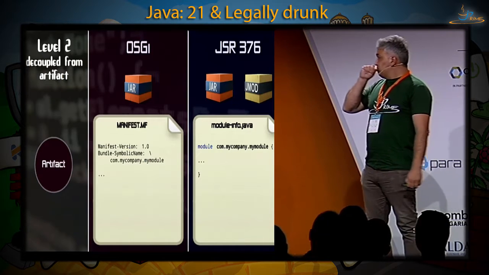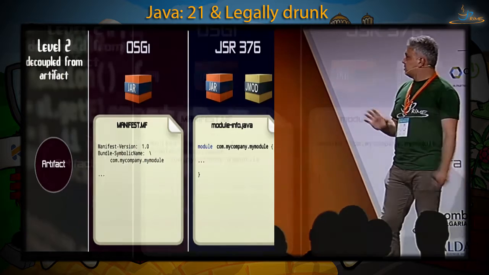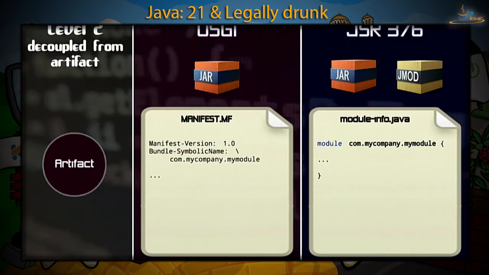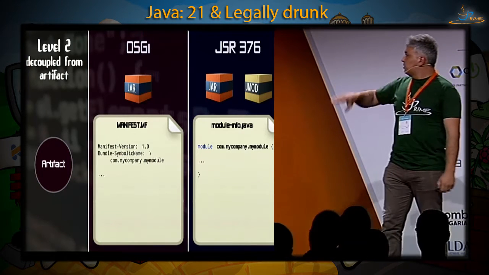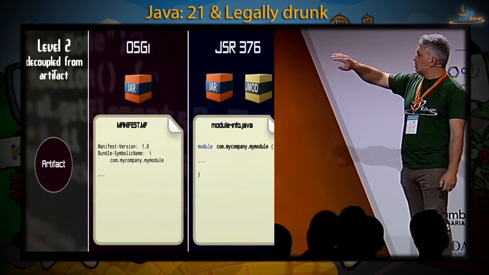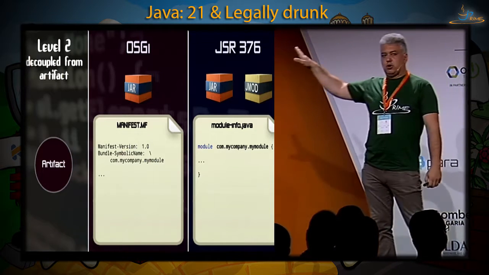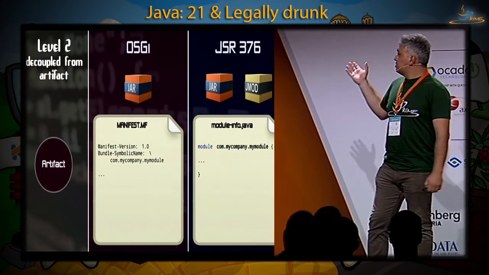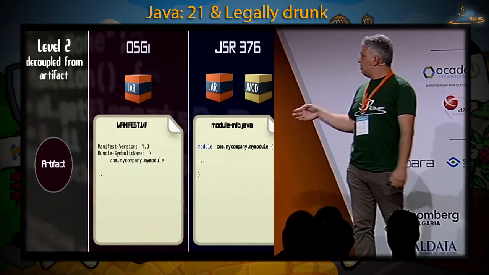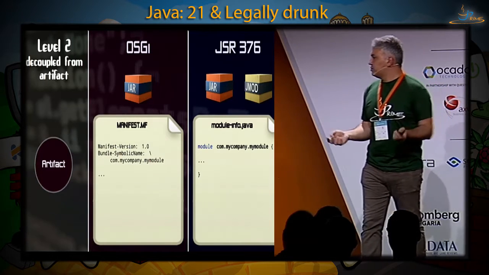So let's combine those with the modularity maturity model and see the two solutions that we know of, OSGi and JSR 376, and how they deal with that stuff. So at level two, well, ignore level one. We don't care about the bad guy. So in OSGi, first of all, let's talk about packaging. In OSGi, everything is a jar file, which is okay. We know jar files. In JSR 376, you can either do jar or JMod. It's just a new thing they introduced.